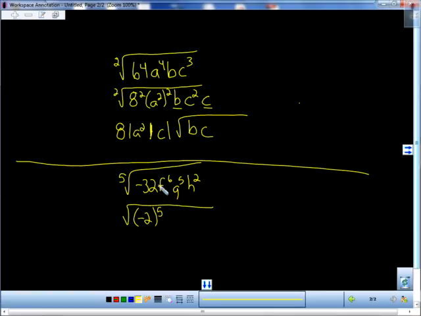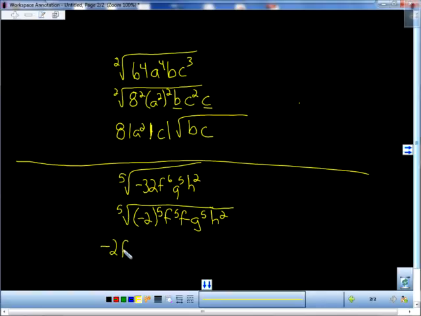Now the f we need to break apart into f to the fifth times f. We have a g to the fifth, so we don't need to change that, and we have an h squared. There's no way to get a fifth root of h squared. So since this is an odd root, we don't need absolute values. So I'm going to move negative 2 to the outside. The fifth root of negative 2 to the fifth is just negative 2.